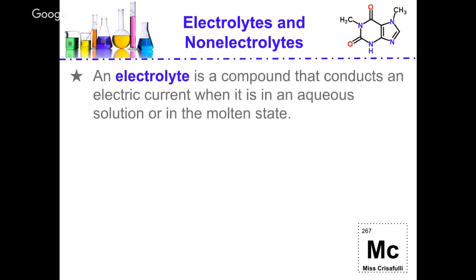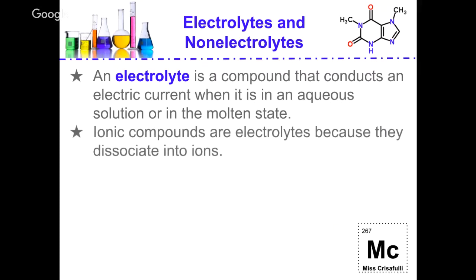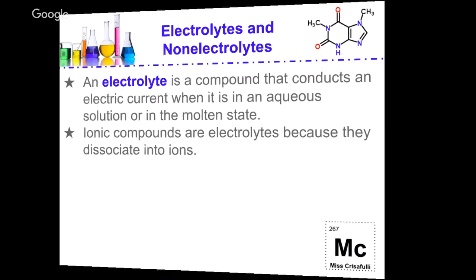Now let's talk about electrolytes and non-electrolytes. An electrolyte is a compound that conducts an electric current when it is in its aqueous solution or molten state. Ionic compounds are electrolytes because they dissociate into ions.